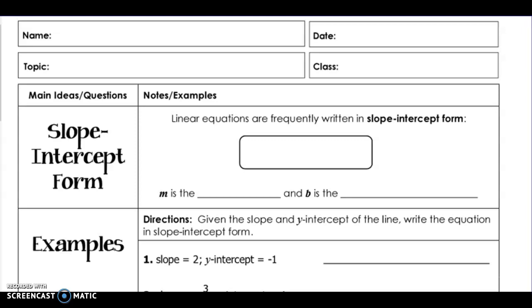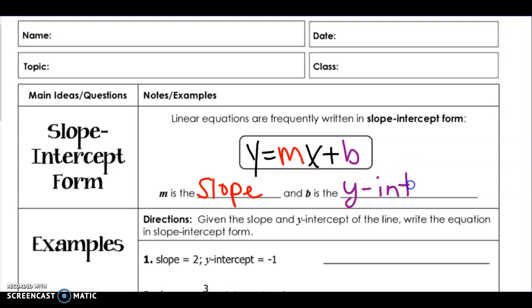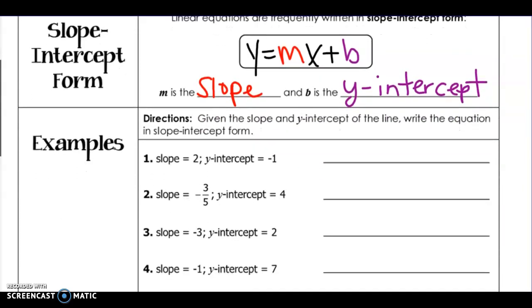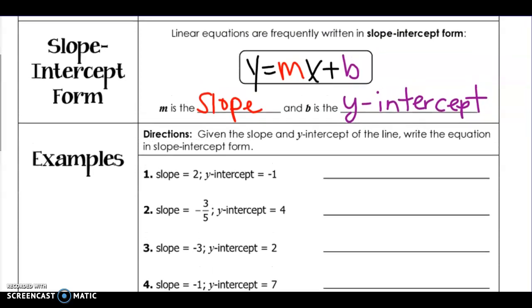So, slope-intercept form, remember, is y equals m, which is our slope, and then x, remember, is just part of the equation, plus your b, which in this case is the y-intercept. Okay, so that's the equation that you use for these ones. These next couple questions just tell you to go through.